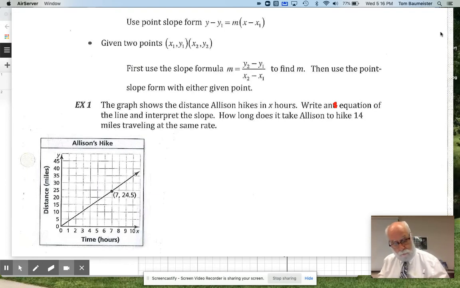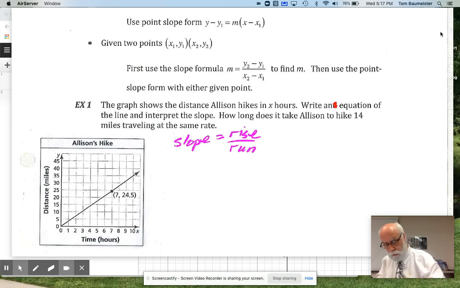So on this one here, we can just go ahead and say our slope is equal to, again, slope is rise over run. And as long as it's going through the origin, we can just use the other point we have. So the other point we have there is (7, 24.5). So our rise, which is our y direction, is 24.5. Our run, which is our x direction, is 7. And if we work that out, we would find out that it is 3.5.